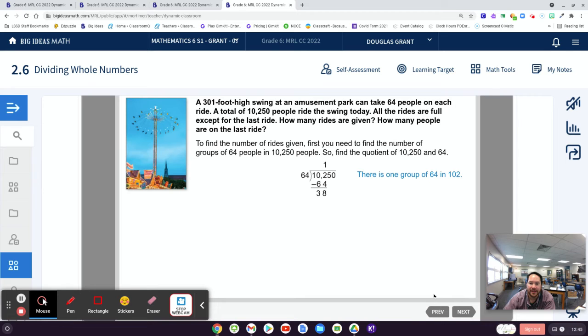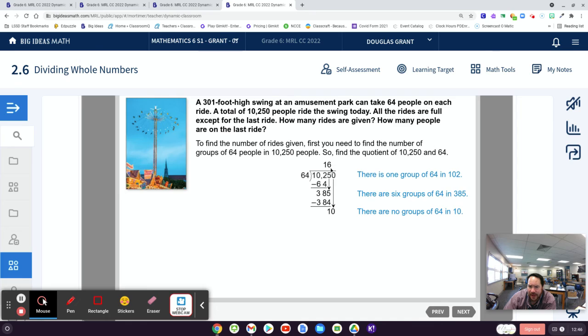Okay, and then we subtract again, and we get 1. Bring down the 0. How many times is 64 going into 10? Well, 0. Now, it's important that you actually write the 0 up here at the top. So the 0 actually goes at the top. And then 0 times 64 is 0. Subtract, and you get 10 left over. We have a remainder of 10.